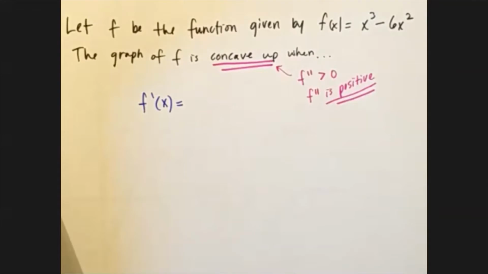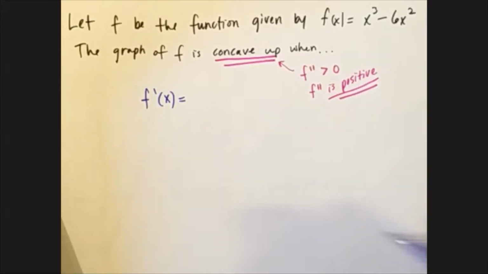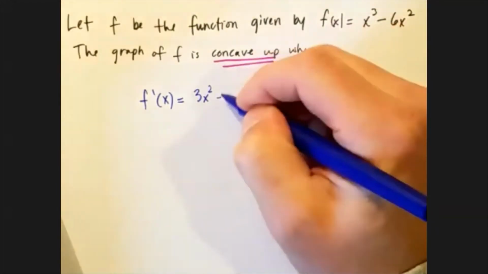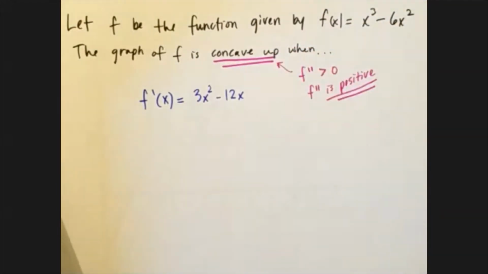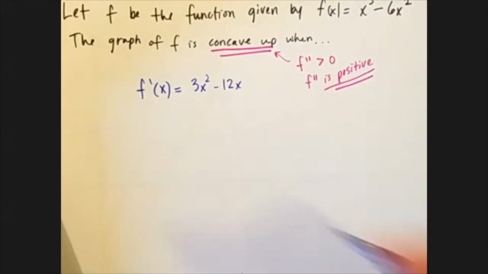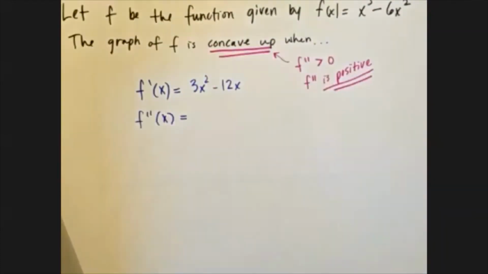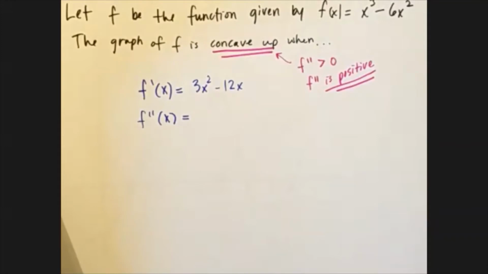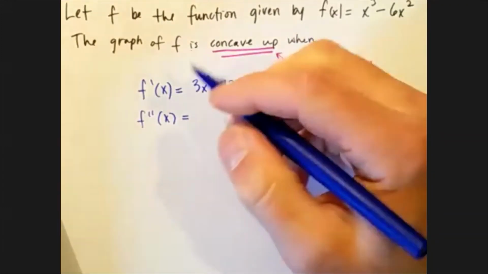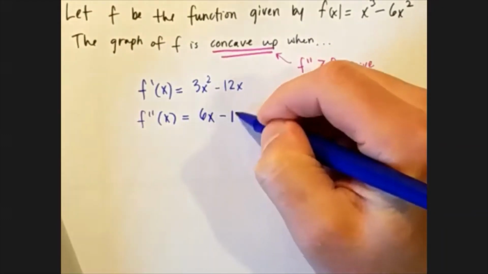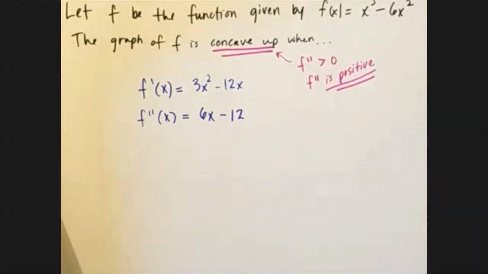So Michael, I'm going to you. What's my first derivative, Mike? It is 3x squared minus 12x. Perfect. Now, we're not done yet because we got to do that derivative again. It's the second derivative. So Mike, give me the second derivative. 6x minus 12. Perfect. Yes, sir.